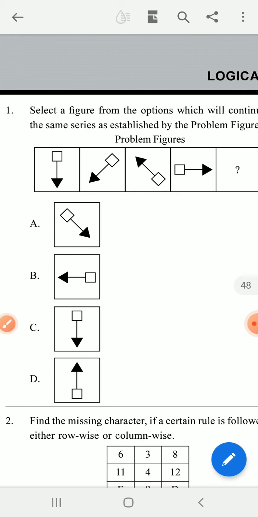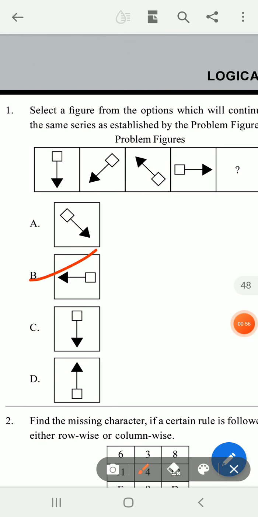because you first find out in which direction the arrow moves. The direction is clockwise or anti-clockwise. In this way you can find out the answer. So B is the answer.